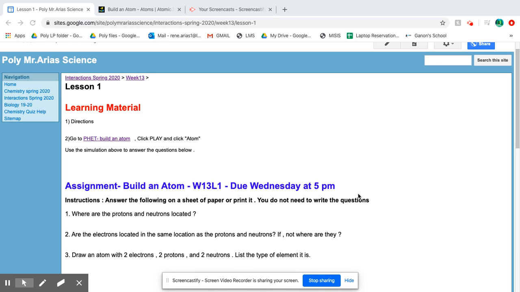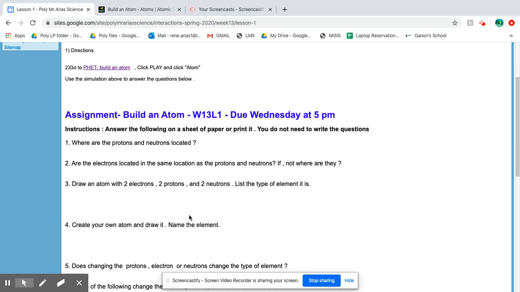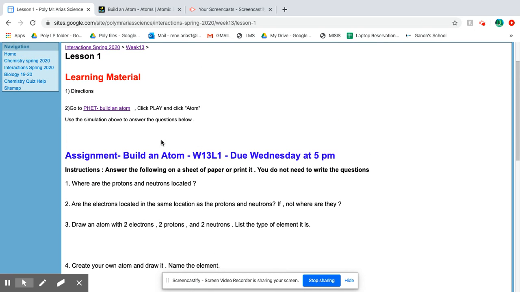Okay, so this week is going to be slightly different. There's not necessarily a direct lesson. You're going to be more exploring this simulation here and then answering these questions based off of the simulation. So we are leaving our waves unit and we're going to our chemistry unit, which might be our last unit, okay?